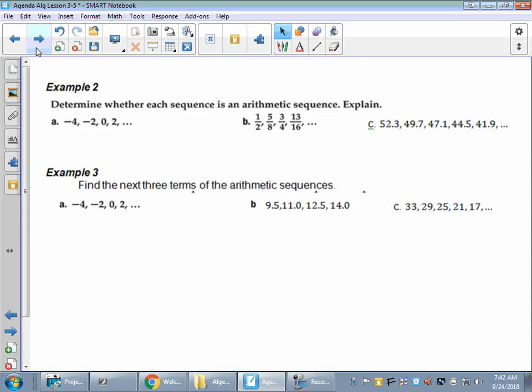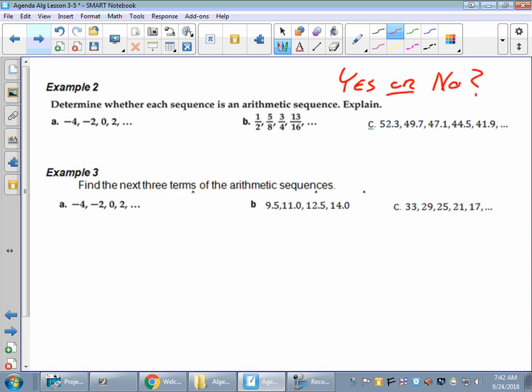So the first one, determine whether each sequence is an arithmetic sequence. Explain why or why not. So this basically is a yes or no question. What we're asking you is a yes or no, and your explanation would be, is there a common difference or not?